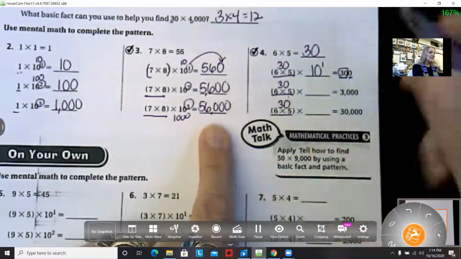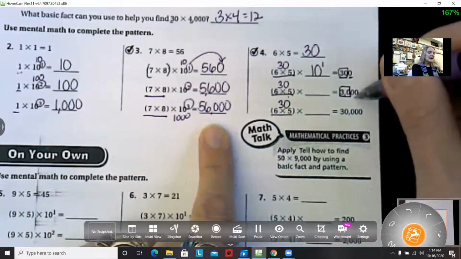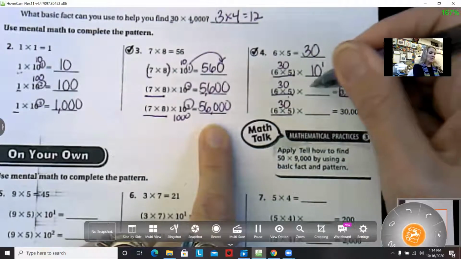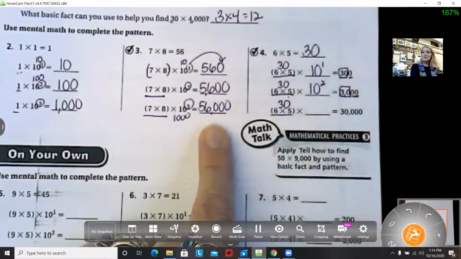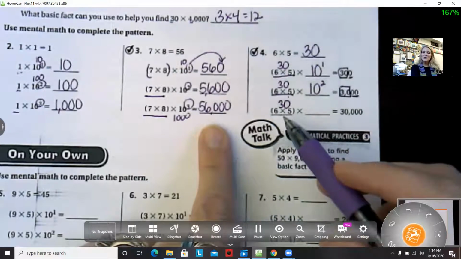Here 6 times 5 is 30 again, so let's box out the number 30, and let's see how many extra zeros we have. 2, so that's 10 to the second power. Those 2 zeros mean the number 100. And that's 10 to the second power. Let's go to the third one here.